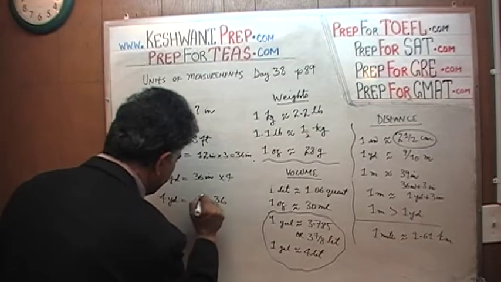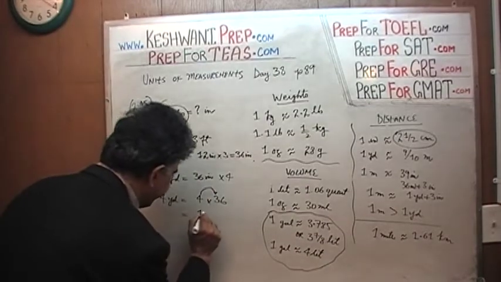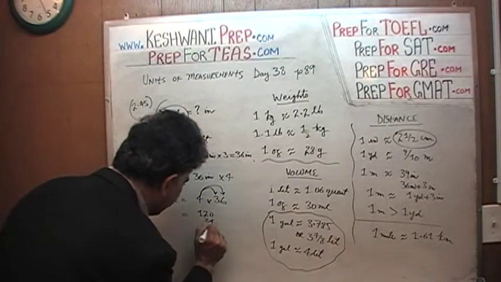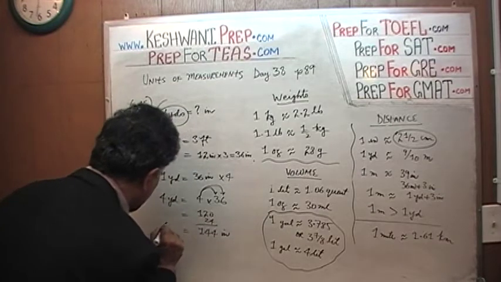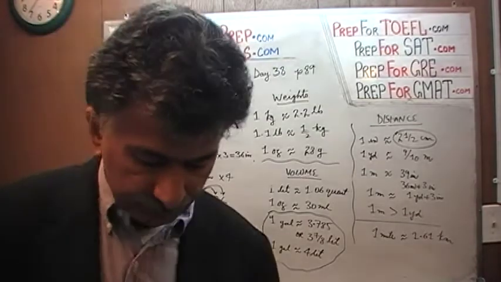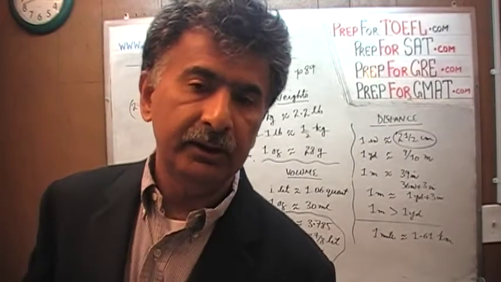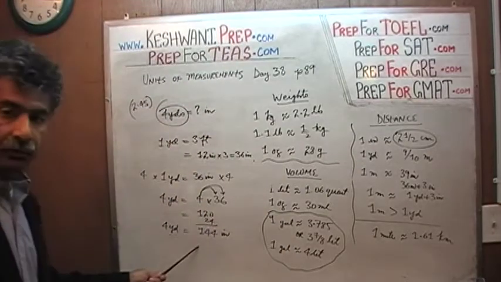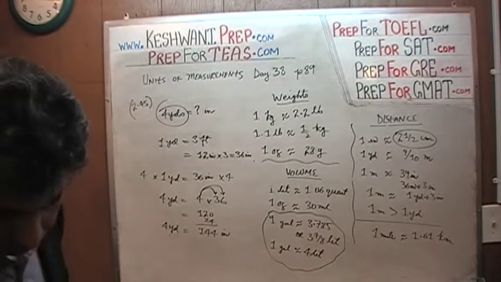4 times 36. 4 times 30 is 120. And 4 times 6, 4 6s are 24. So it's 144 inches. 4 yards make 144 inches because it is 36 times 4, and we know 4 times 30 is 120, and 4 6s are 24. 24 plus 120 should give us 144 inches. That's all. Let's move on then. There are problems on the next page.